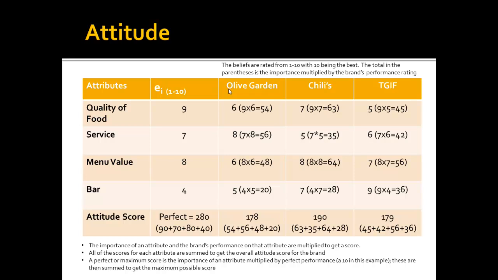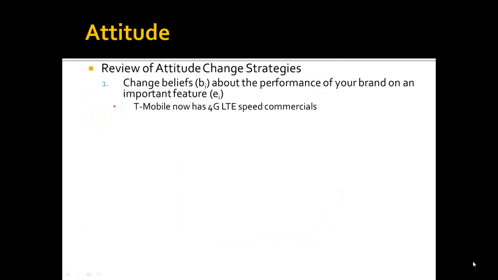Now, in summary, the 4 attitude change strategies are: first, change beliefs about the performance of your brand on an important feature. So T-Mobile now has 4G LTE speed commercials to make sure that everybody knows that they have the same performance as everyone else.